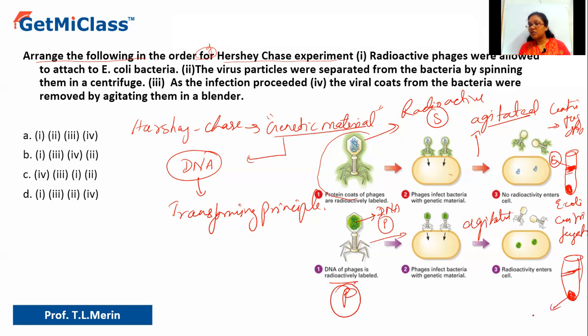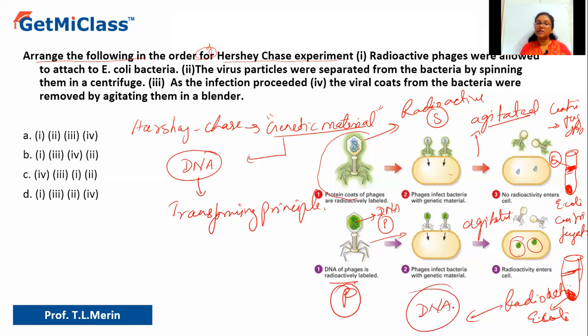In fact, the E. coli cells were radioactive. And how is that possible? Because they did not culture bacteria in the radioactive medium. That means the phage had incorporated its DNA, which was radioactive, in the initial stage itself. And that is how the E. coli cells are becoming radioactive. So that's the experiment. It shows that the DNA got incorporated into the E. coli cells, and hence DNA is the genetic material. That is how they proved it.